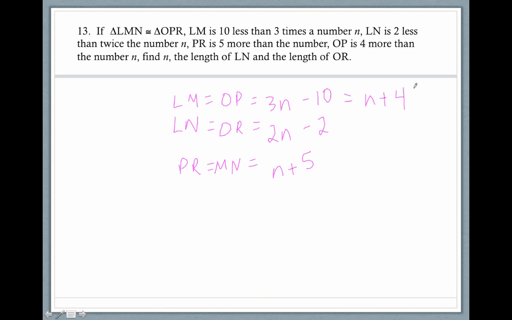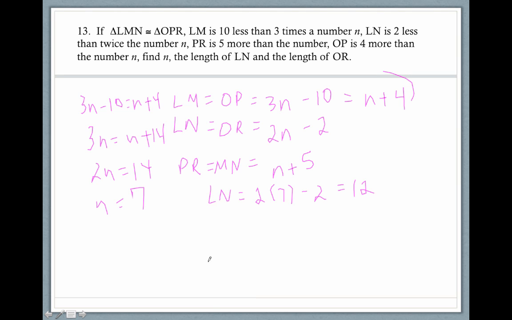Okay, so we have that these are the same, so we can solve for N. Add 10. Subtract N. So N is 7. So LN is 2 times 7 minus 2, which is 12. And we want OR, which is the same. So 12.